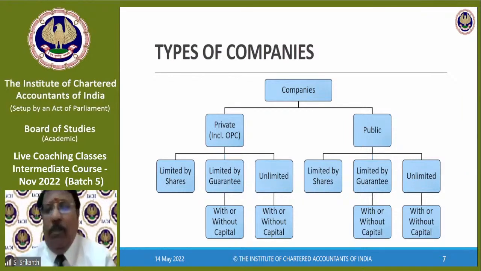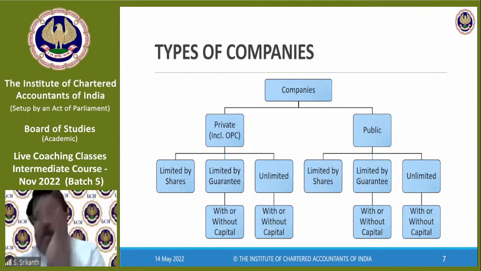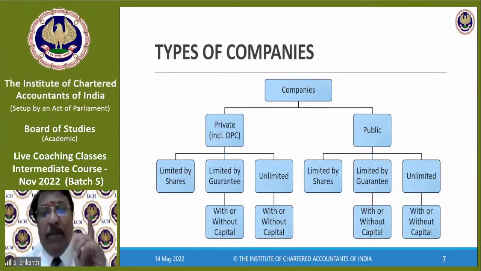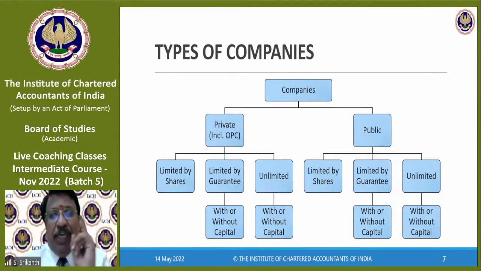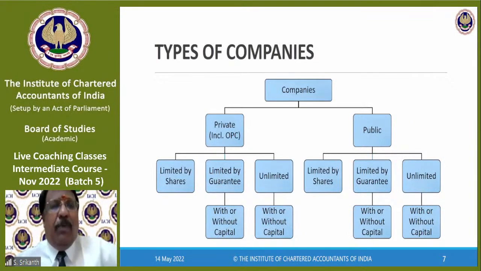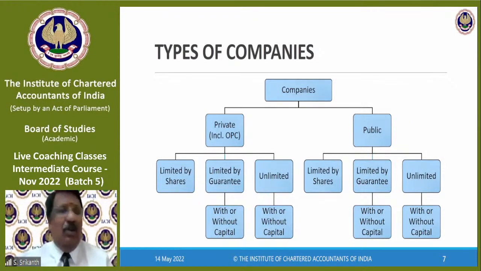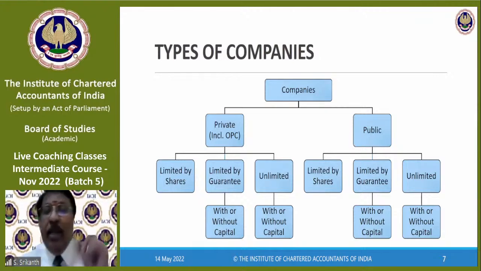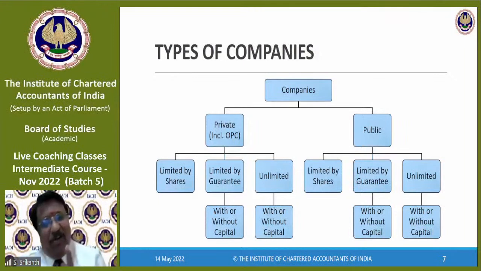Very important point. If a company wants to issue shares to the public, it has to be a public company. By definition now, a private company is prohibited from issuing a prospectus for subscription of any shares in or debentures of the company. Therefore, if you want to become a listed company, you will have to become a public company. I'm repeating, a private company cannot be a listed company. Got it?